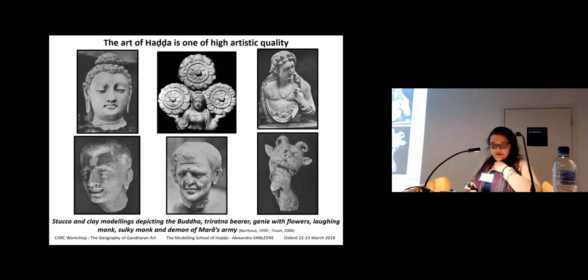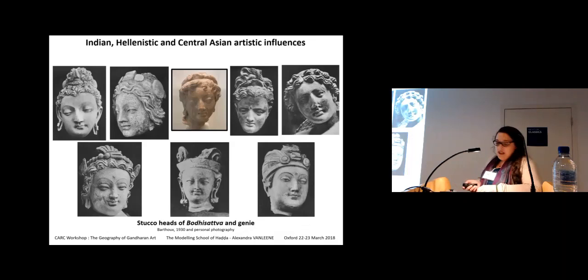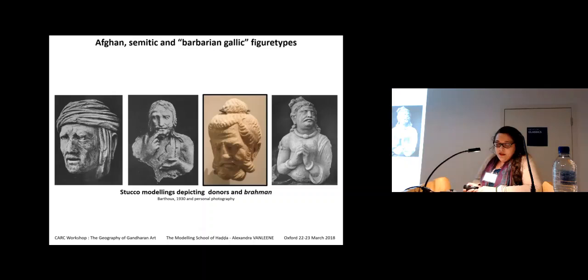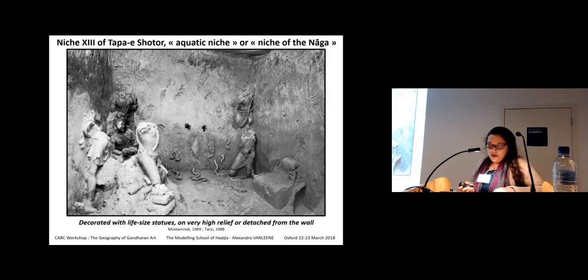It bears the mark of many local and foreign artistic influences, Indian, Hellenistic, but also Central Asian. And it depicted local and foreign figure types. Here an Afghan donor, a Semitic Brahman, and barbarian Gallic Brahmans. Little by little, the technical choices of modelers turn out to be daring and original, as we will see in niche 13, decorated with statues in the round, detached from the wall.